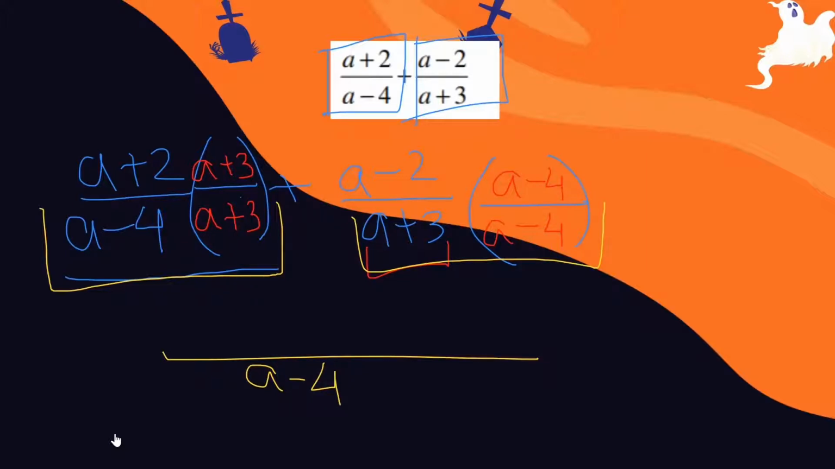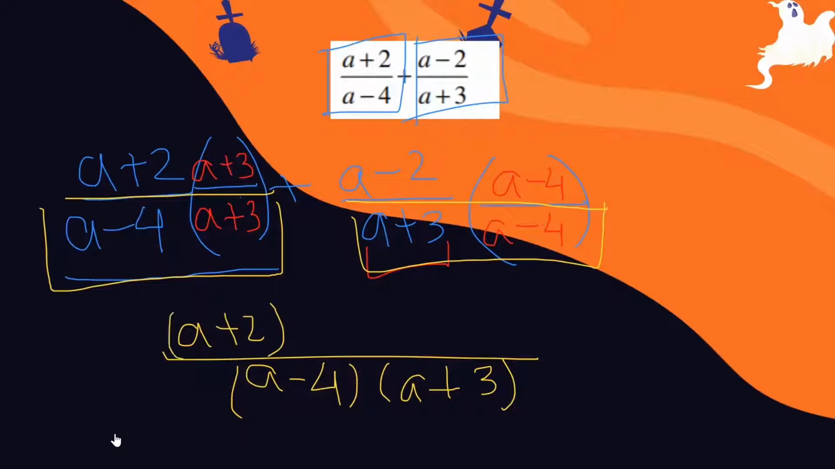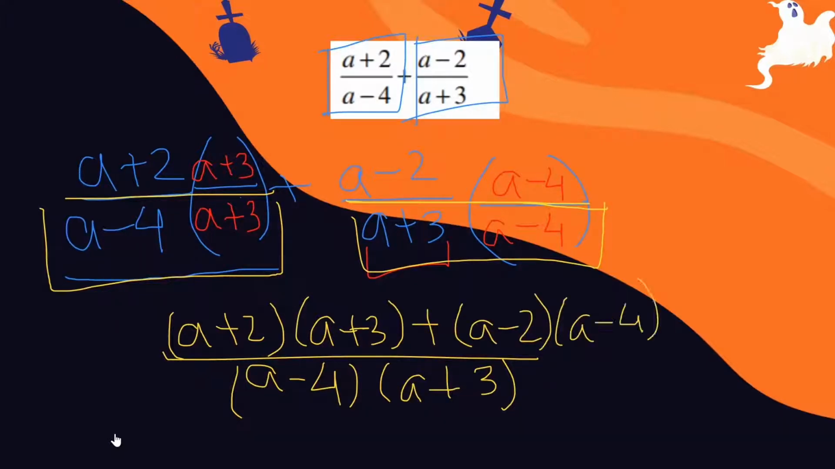I remember when we simplified rational expressions with the same denominator, we brought down the denominator, right? It doesn't matter in what order you want to write the binomials in. It can go any order. And I'm just going to bring whatever I have at the top. So it was a plus 2 times a plus 3, and then I did plus whatever I have in here, right? A minus 2 times a minus 4. Right? And when you have that, you have to simplify.